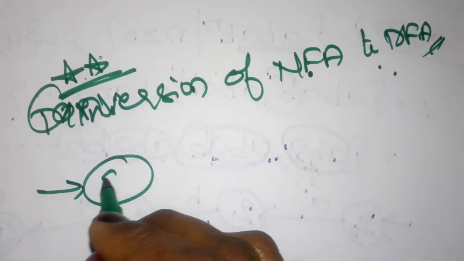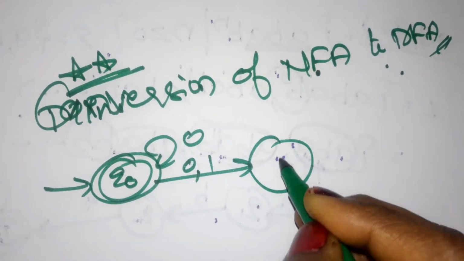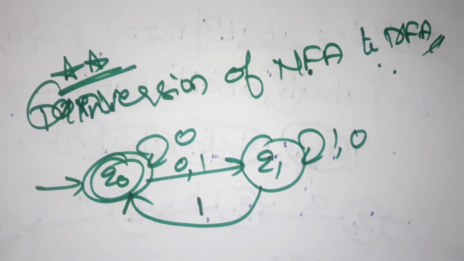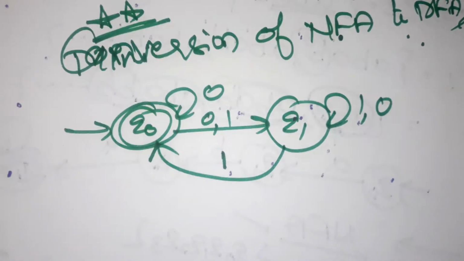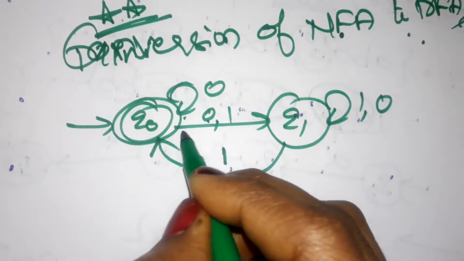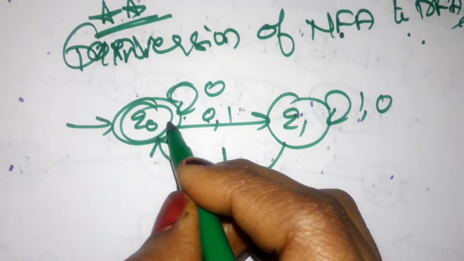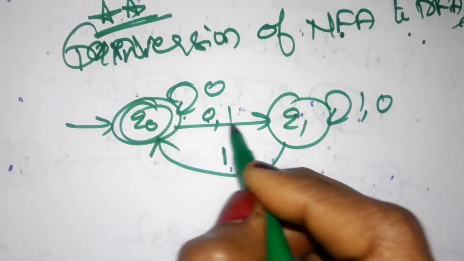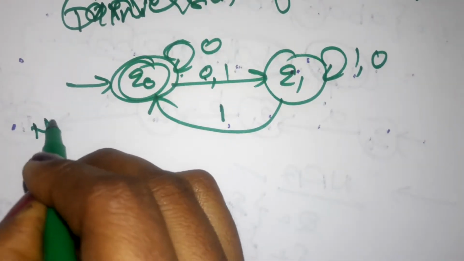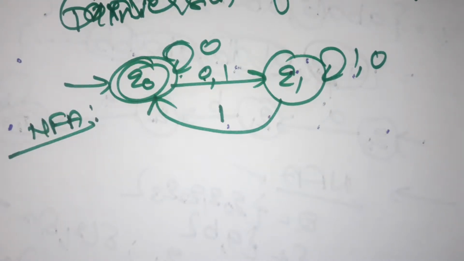The question is, by seeing this automata only you can confirm that this is an NFA. Why? Because with the same input symbol it is going to more than one state. Q0 on 0 it is going to Q0, and Q0 on 0 it is going to Q1. So this is possible in an NFA only. So by seeing the diagram you can come to know that this is an NFA.